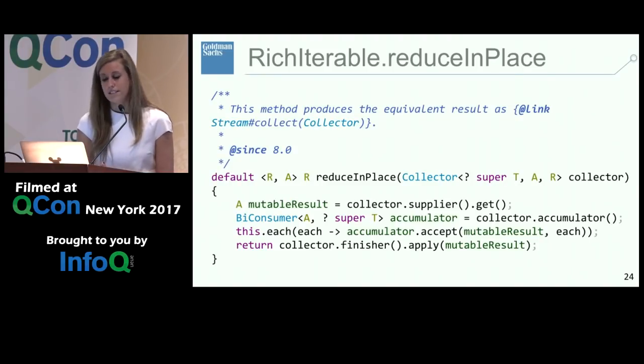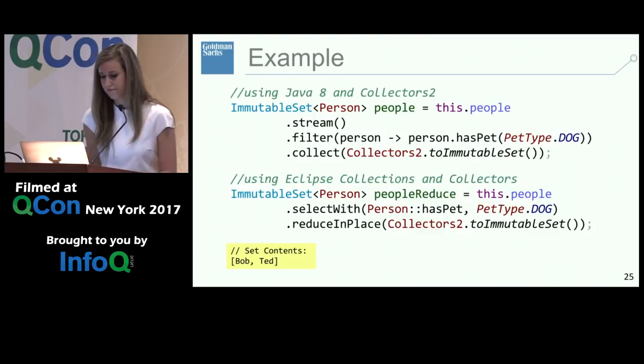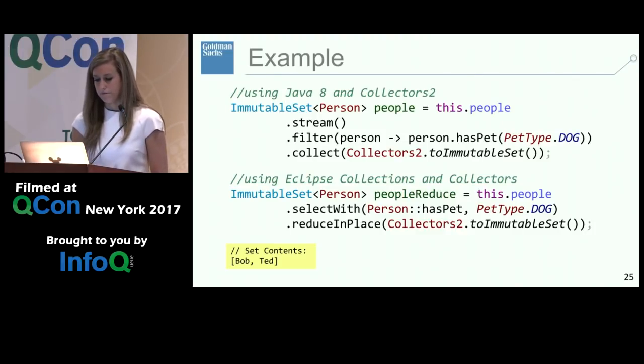So reduce in place is a method that produces the equivalent result as a collector. So all the things we've seen, collect, passing in a collector, this will do the same result. So why do we need this? So in this example, we'll show simply we have a list of people. We're streaming them. We're filtering them based on their pet type, see who has dogs, and then we are collecting them into an immutable set.